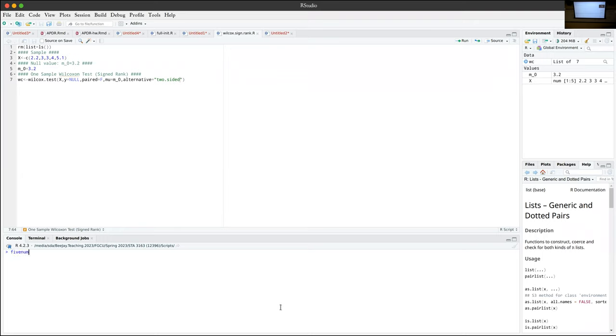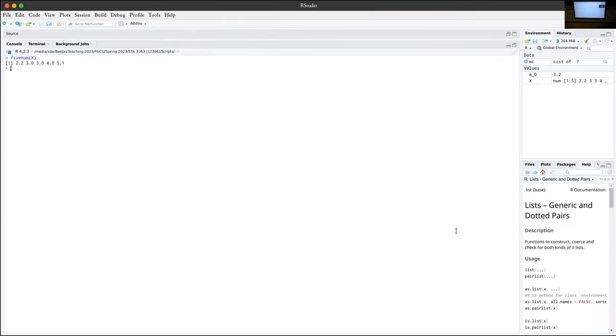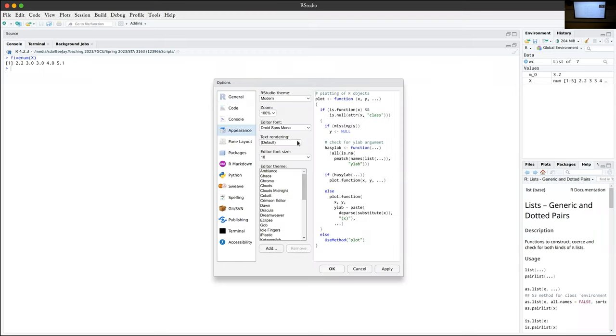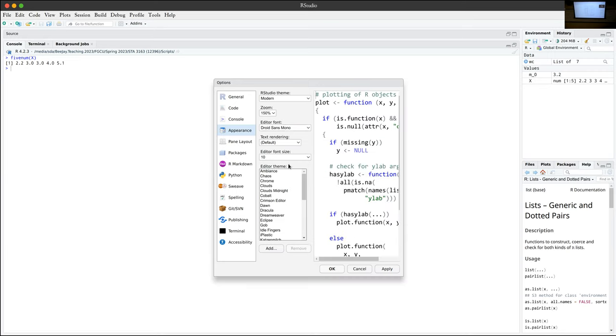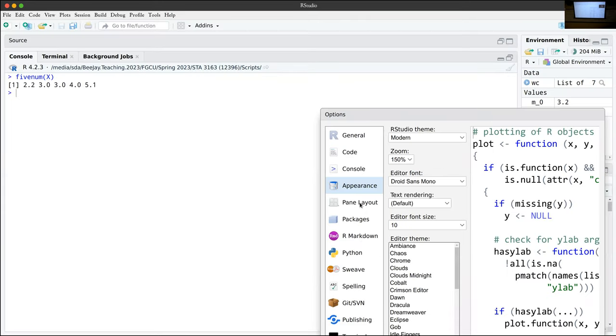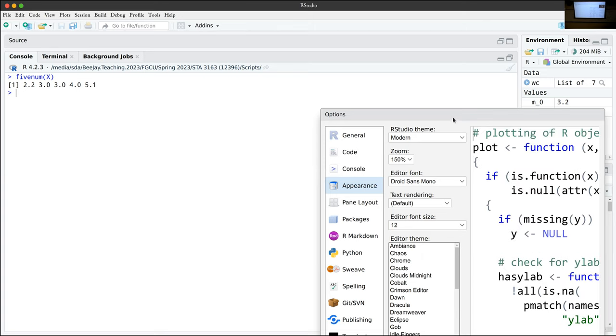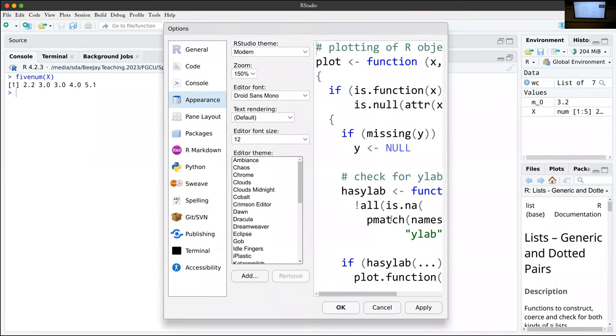Five number summary. Zoom in, by any chance? It's really hard to see from the back. Oh, is it? Let's try. The control plus word. That's not okay. Too big. Let's set the font size to 12. Why is it different? I just zoomed three bigger. Better. You and me.